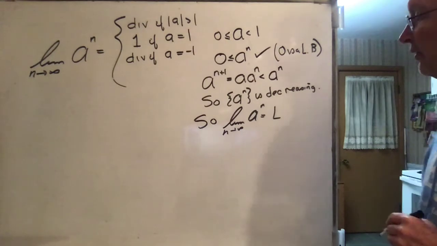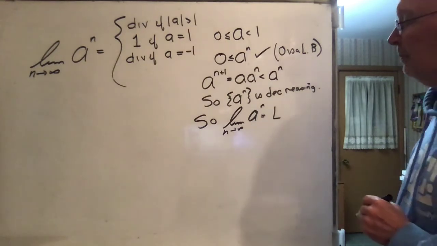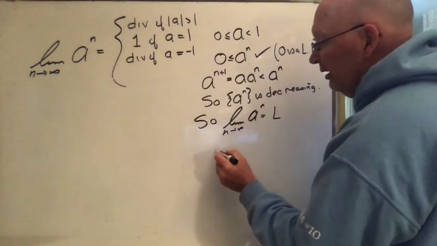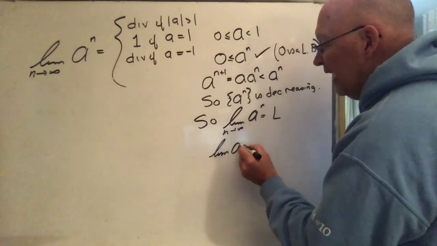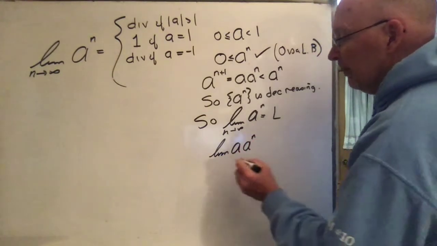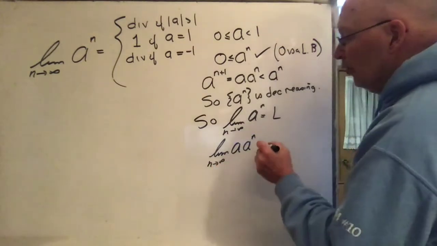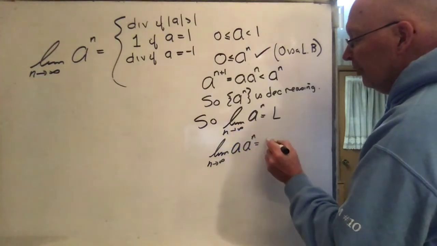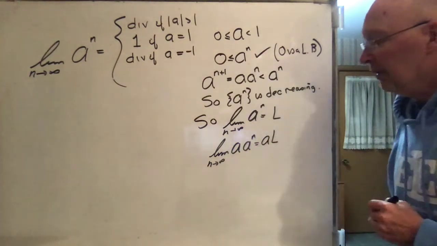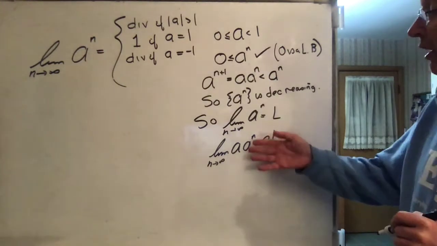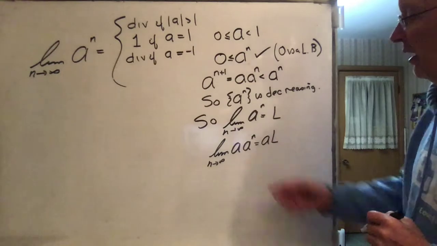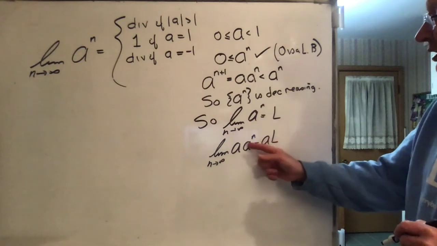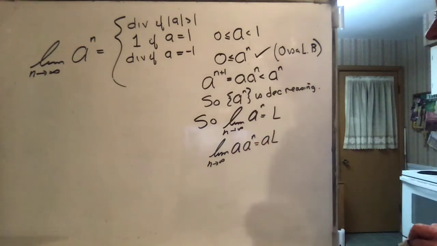Watch how you can do this. Here's the first thing you say: suppose that limit is equal to L. Then the limit of A times A sub n is equal to, since this is a constant times the sequence, A times the limit. That's the way limits all behave, whether you're talking about limits of sequences or limits of functions. If a sequence goes to L, then a constant times that sequence goes to that constant times the limit.